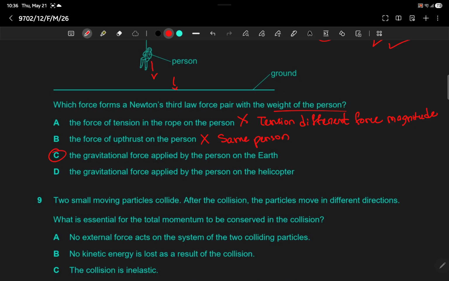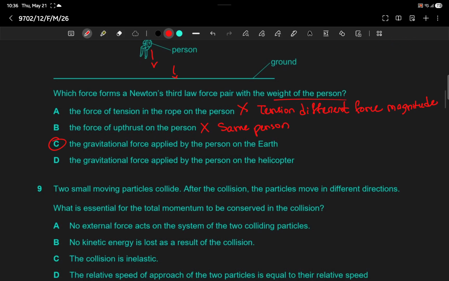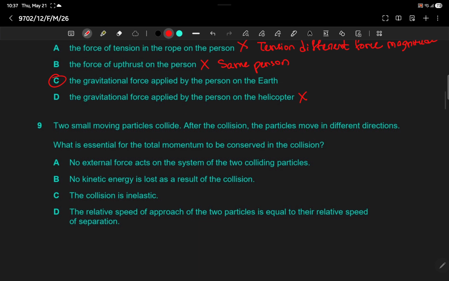Gravitational force applied by the person on the helicopter. No. That won't be equal. The weight of the person is the gravitational pull of the earth acting on the person. Hence, the third law pair is the gravitational pull of the person acting on the earth. Hence, the answer is C. The rest don't really make sense.